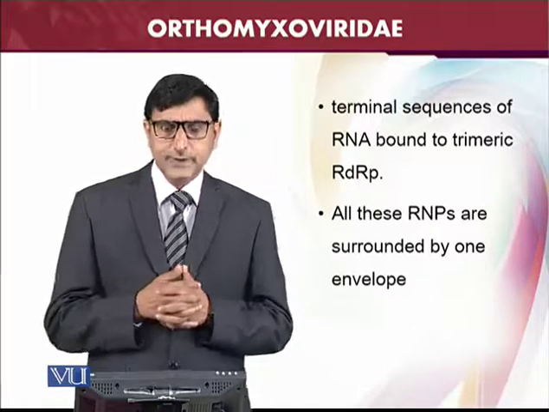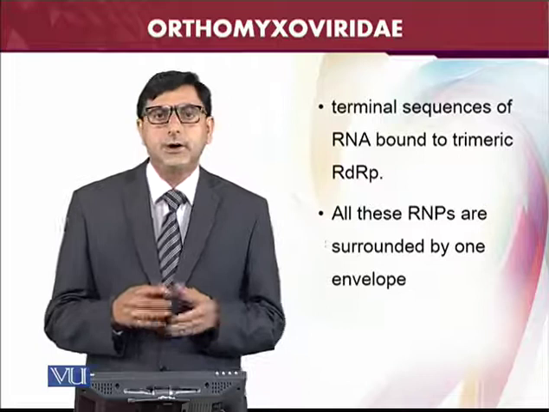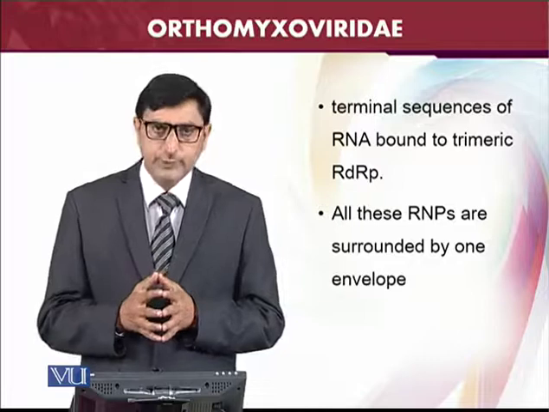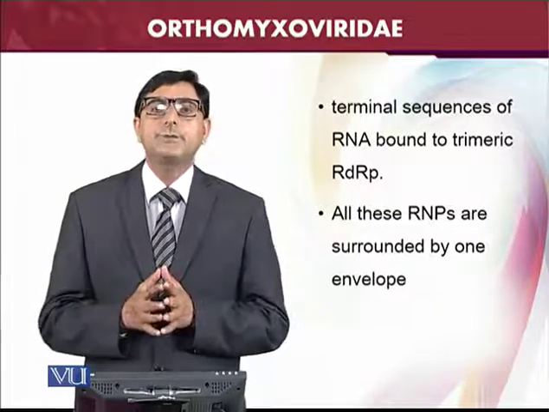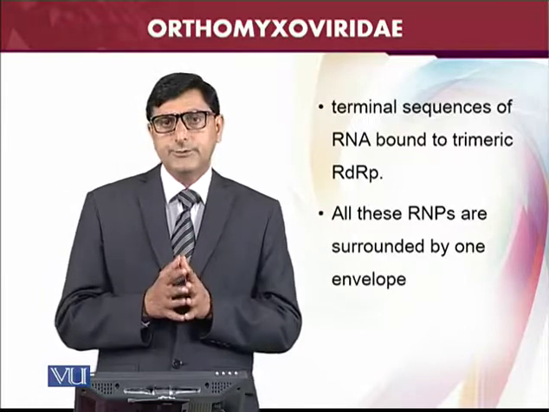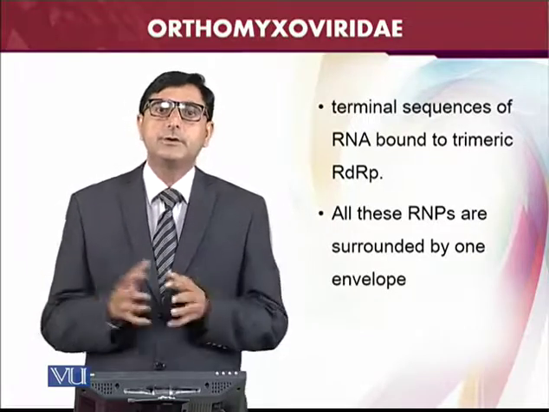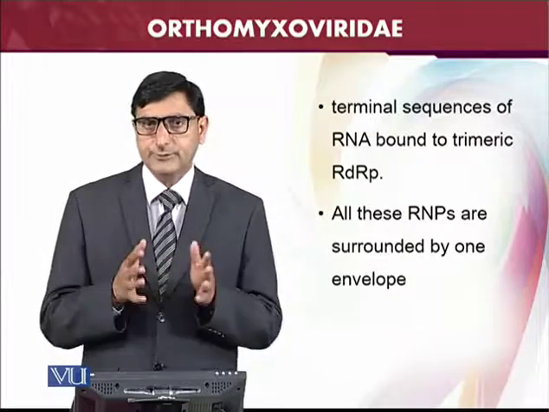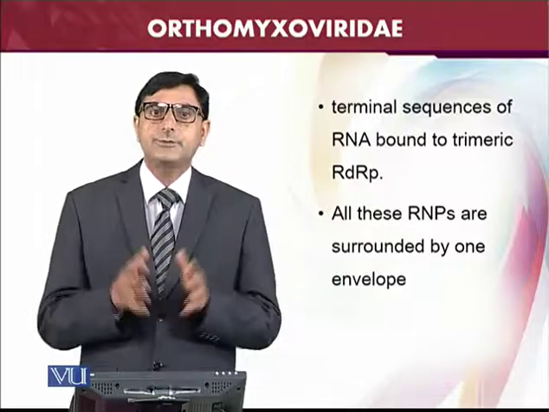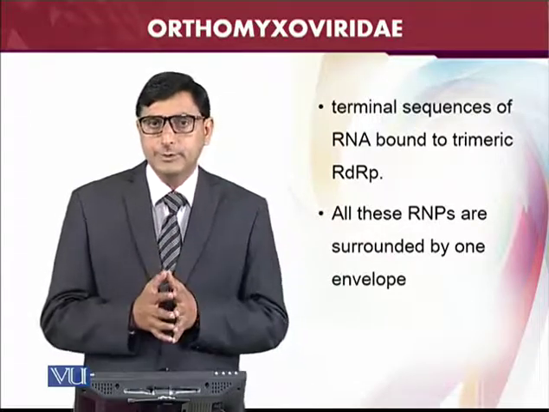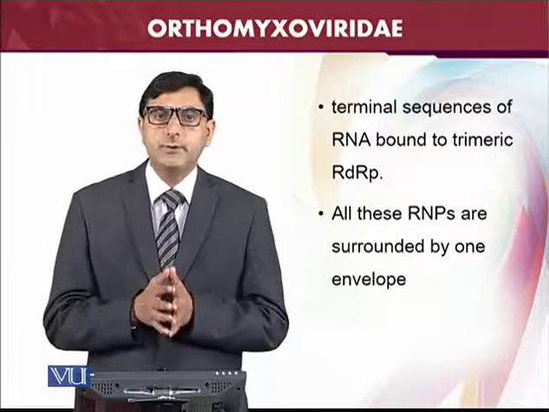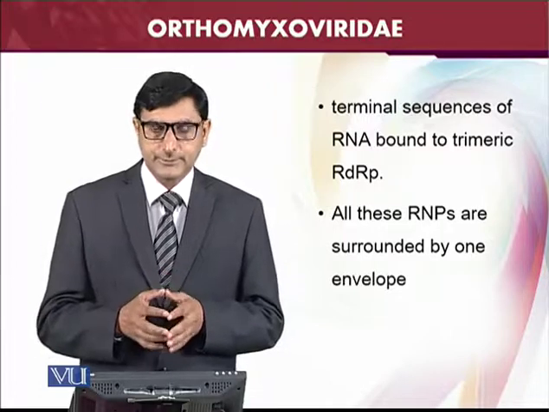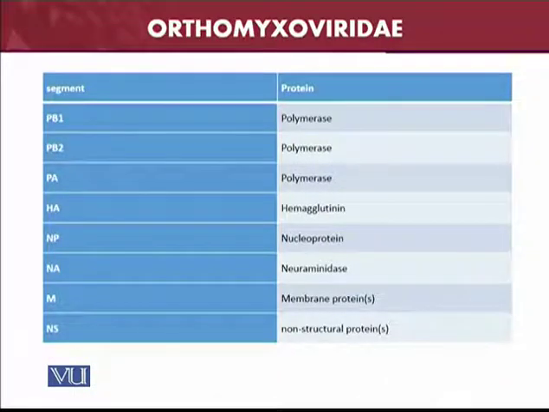The terminal sequence of RNA is bound to the trimeric polymerase, and all of these ribonucleoproteins are surrounded by one envelope. From this point of view, in other viruses the capsid is surrounded with the envelope. However, the orthomyxoviruses have a segmented genome. Each segment is surrounded by the RNPs, the ribonucleoproteins, and then everything is surrounded by one envelope, which is not present in some other viruses. This feature and characteristic is not present in some other viruses.